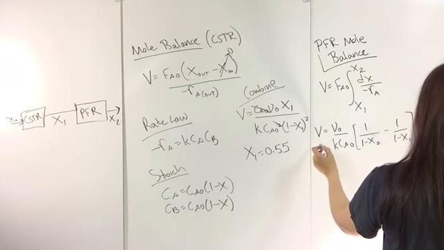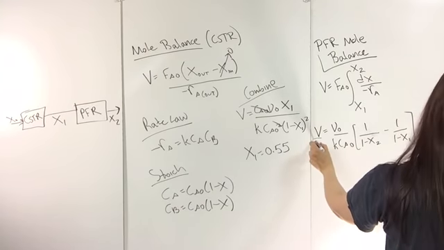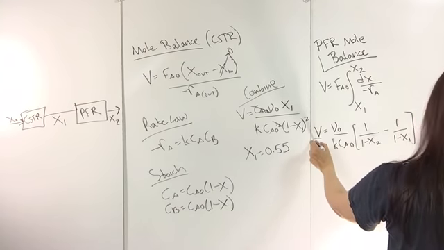So then if you plug everything in, we know what the volume of the PFR is. We know V naught, K, Ca naught, and we know x1. So x2 is equal to 0.93.